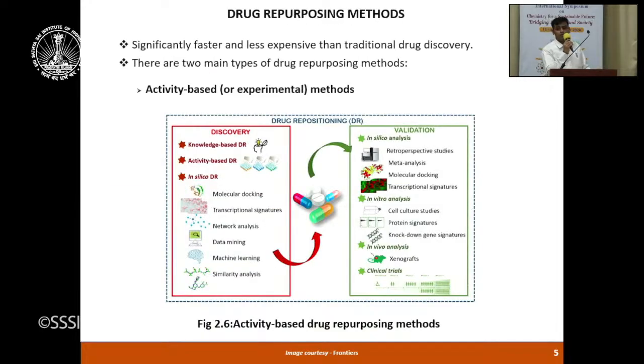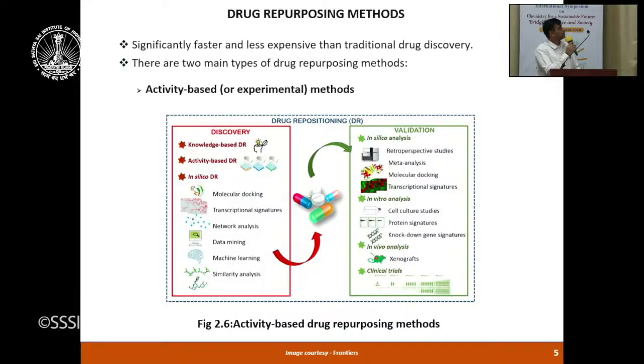And drug repurposing, this slide shows the methods of drug repurposing, where drug repurposing is significantly faster and less expensive compared to traditional drug discovery, as existing drugs have a safety profile and are FDA approved drugs. There are two main methods: activity-based or experimental method, and in silico or computational method.